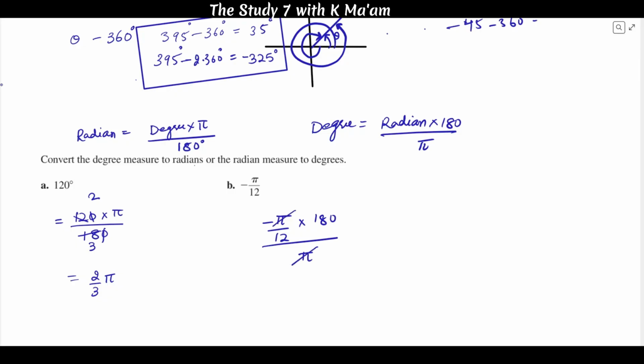Pi and pi cancel. So 6 2s are 12. 6 3s are 18. 2 1s are 2. 2 15s are 30 here. So we will get this. We are getting 15 degree as the answer.